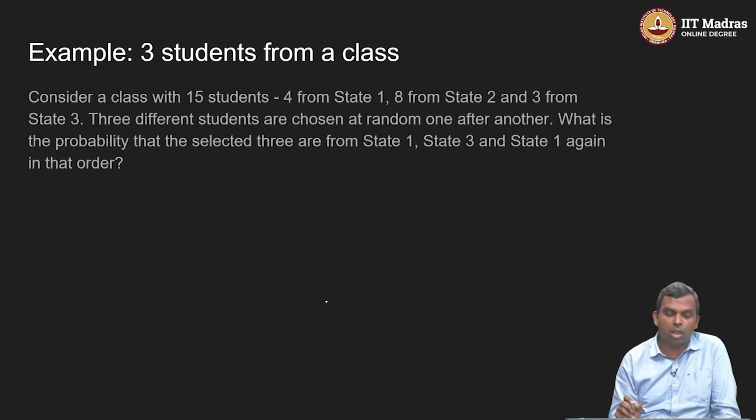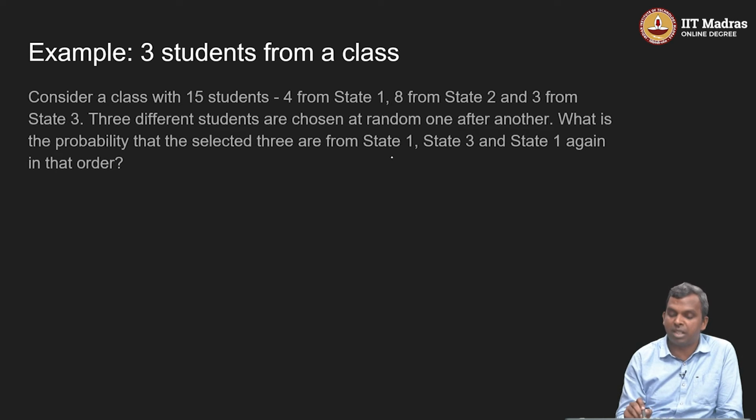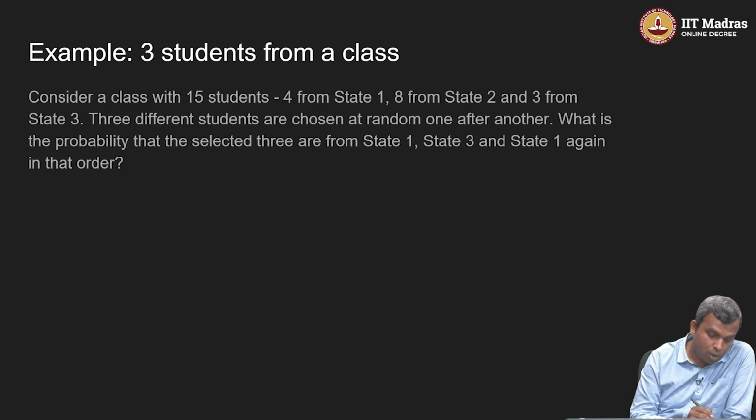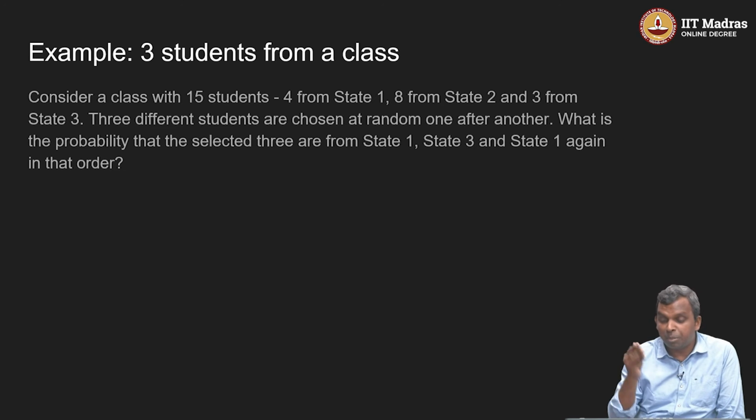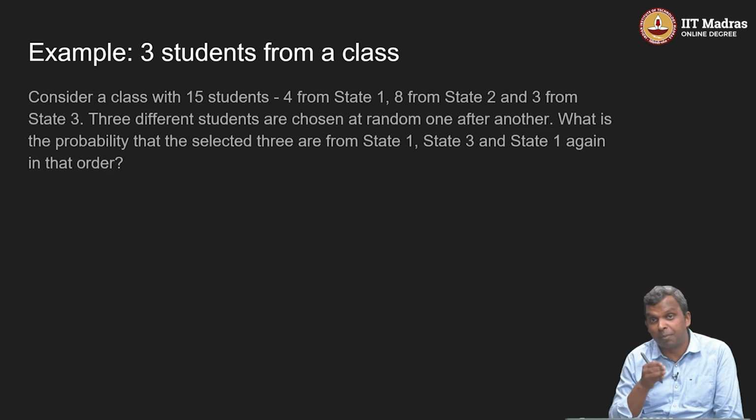The question asks, what is the probability that the selected 3 are from state 1, state 3 and state 1 again, in that order? So the first one you select is from state 1, the next one is from state 3, the next one is from state 1 again. Now if you were to do it without conditioning, you'll have to do all sorts of things, and you can see there are multiple steps here. It's not just 2 steps. There is the first step where you pick someone, and then conditioning on that, you move to the next step where you pick one more person, and then conditioning on that, you go to the next one.